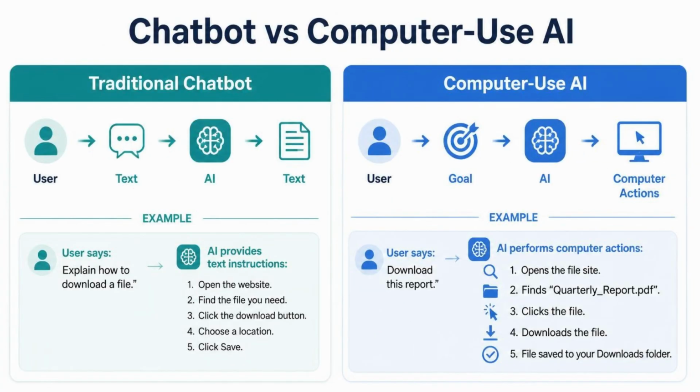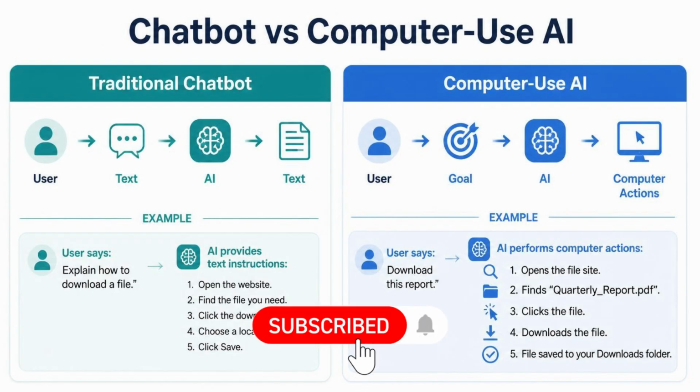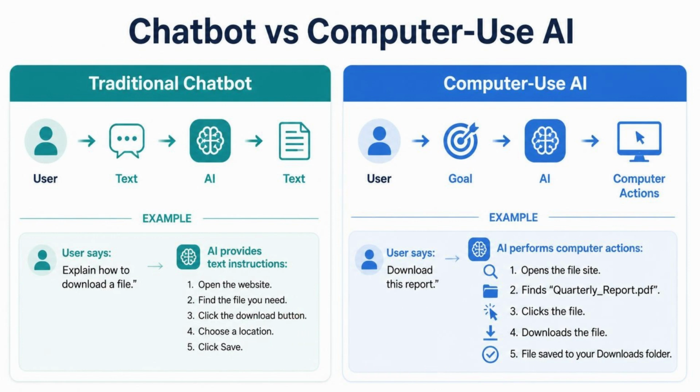Let's compare this with a normal chatbot. Imagine asking a chatbot, how do I download this report? The chatbot might tell you, open the website, find the report, click download. That's useful, but you're still doing the actions. With computer use AI, the instruction could be, download this report. The AI can potentially navigate the interface and perform those actions itself. So the difference is not simply intelligence. It's also the ability to connect the AI's reasoning to actions in a computer environment.